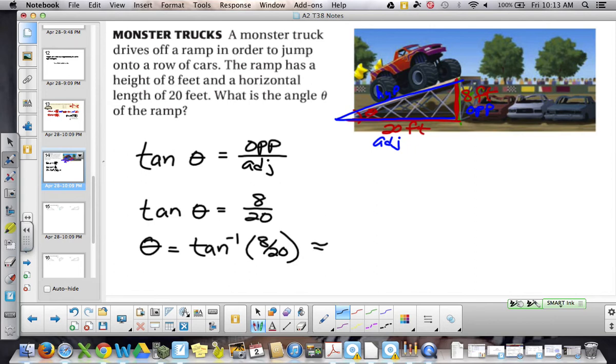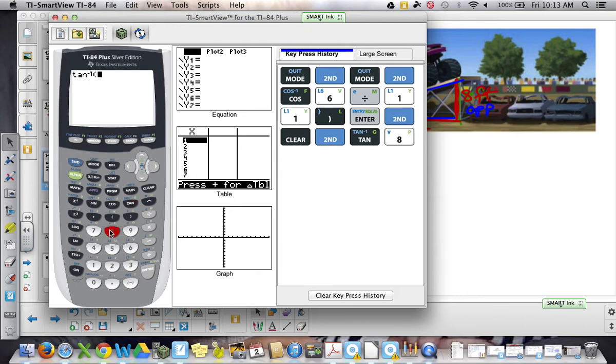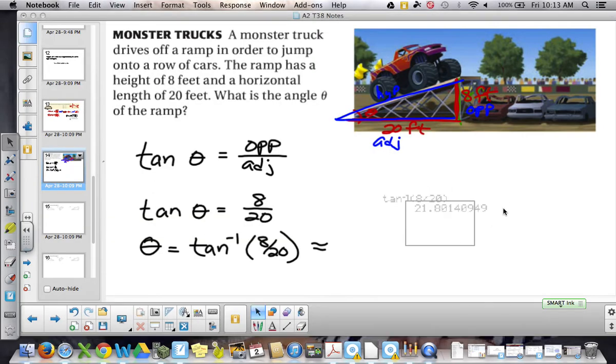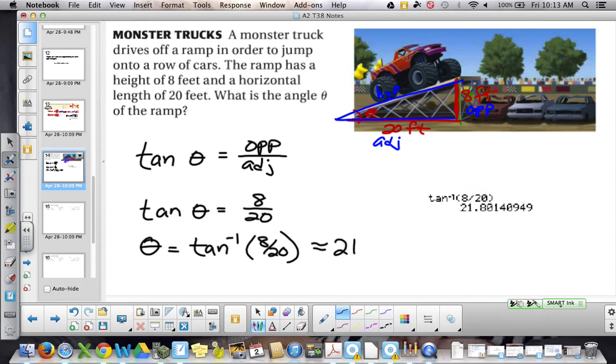Which is going to be approximately, we go to our calculators now, do second, let's clear this, second tangent of 8 divided by 20. And we get an angle of about 21.8 degrees. So 21.8, and this again, this is an angle measure, so this is in degrees.